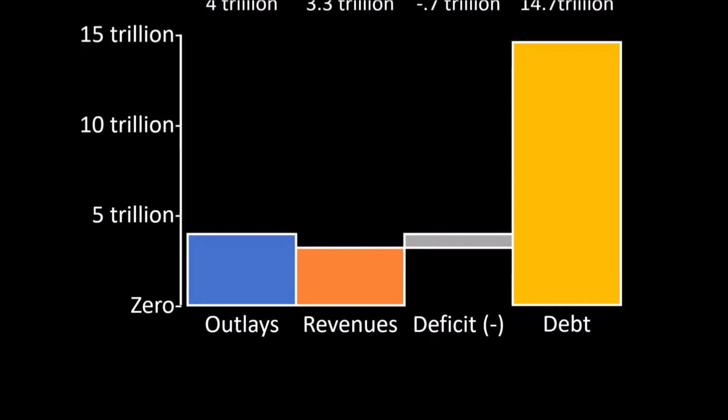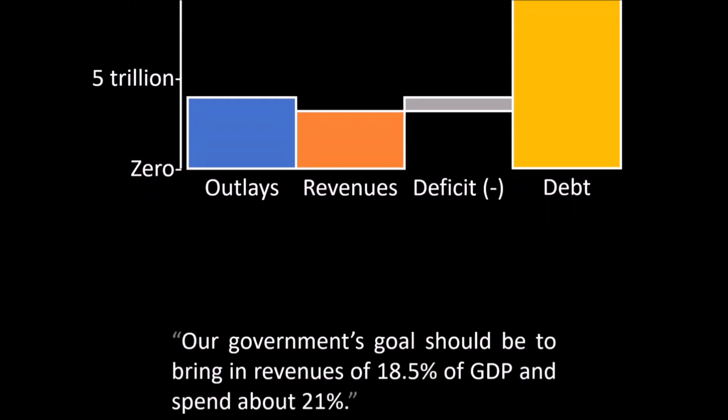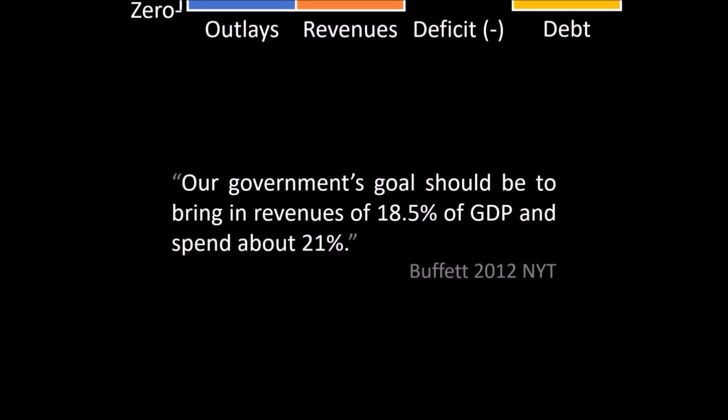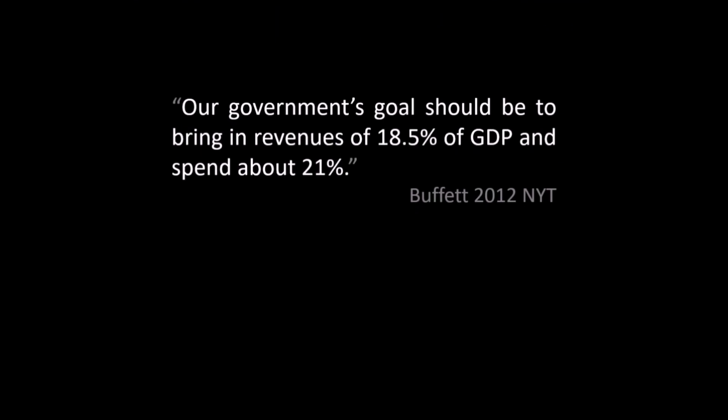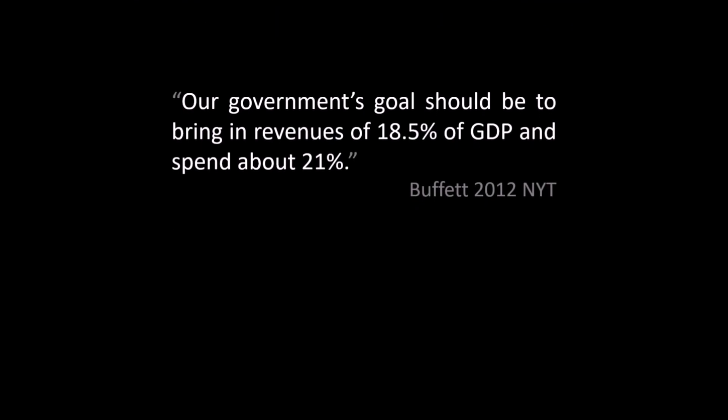Warren Buffett once said that our government's goal should be to bring in revenues of 18.5% of gross domestic product and spend about 21%. GDP is how we typically measure the size of our economy. It's a total of everything sold by companies to customers. Buffett is recommending we intentionally run a deficit of 2.5% of GDP. That's a common view among economists. I'm picking on Buffett here only because I found this quote.